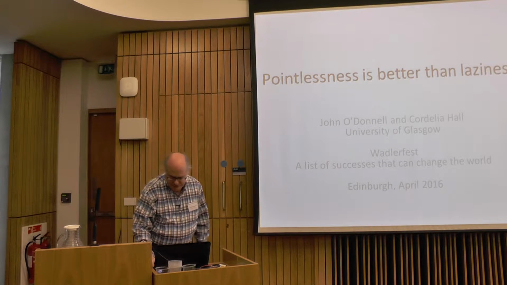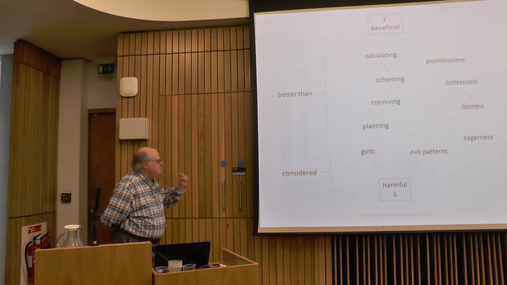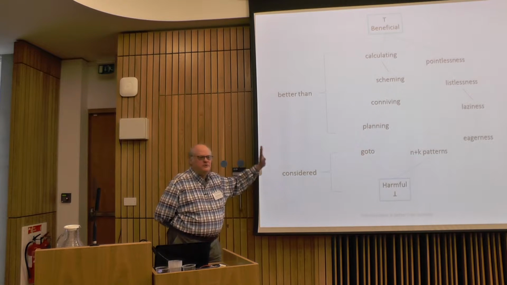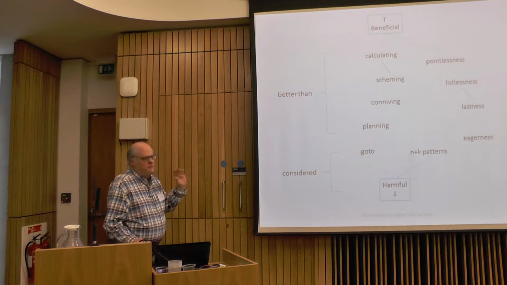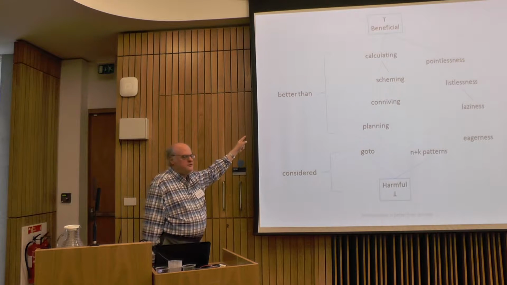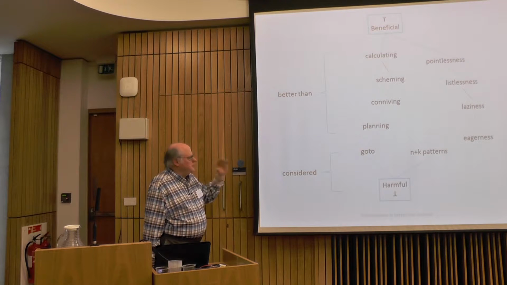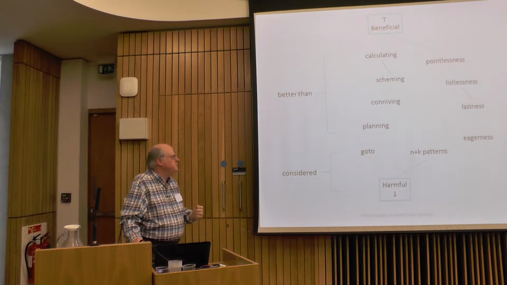So I'm going to begin with some heavy-duty domain theory. Down at the bottom you've got the considered relation, which goes way back, like M plus K patterns. But more recently, we've got more sophisticated, better than relationship. And so Phil, for example, has a paper that listlessness is better than laziness.